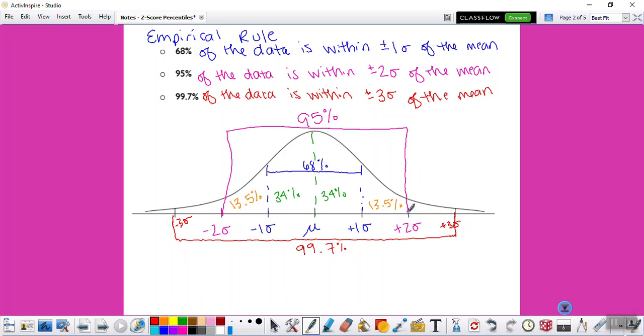So what's left between negative 3 and negative 2 standard deviations and positive 2 and positive 3 standard deviations is 4.7%, and if we cut that in half, that means each of these small spaces has 2.35%. And then we're only left with 0.3% for these outsides, meaning each one is 0.15%.